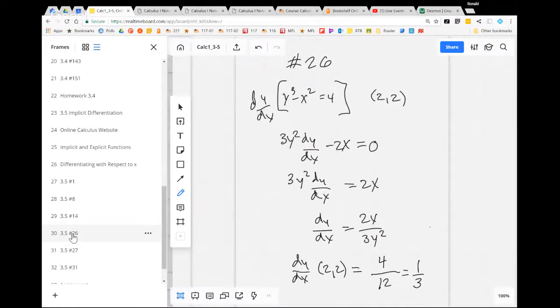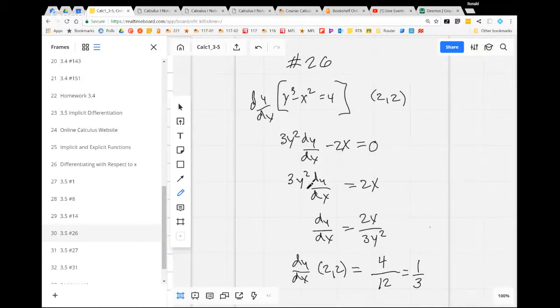Let's take a look at number 26. Number 26 is y cubed minus x squared equals 4. Find the derivative at the point 2, 2. If you do a really quick check, does 2, 2 really work in that equation? 2 for each. That would be 2 cubed, 8 minus 2 squared, 4. 8 minus 4 is 4. Yep, that is a point. So anyway, dy dx, the whole thing. Derivative of y cubed is 3y squared, but because it's a y, I also have to do the chain rule, dy dx. Derivative of negative x squared is -2x. Derivative of 4, 0.